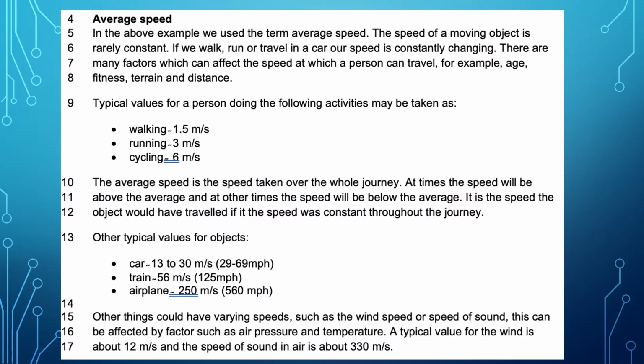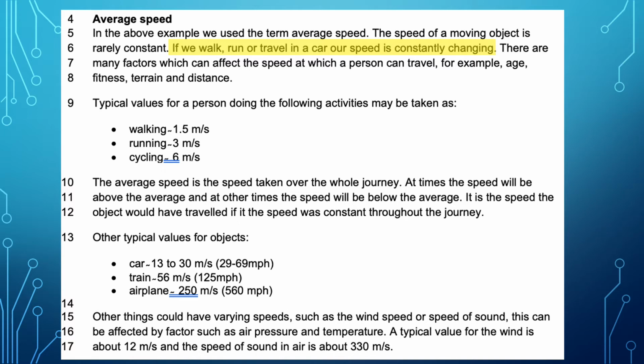All right, so let's look at some examples of speed. The speed of a moving object is rarely constant. So if you walk, if you run, or travel in a car, your speed is constantly changing. We're not robots that move in 4 directions, up, down, left, and right. We are always moving and we're always constantly changing our directions. And since we're changing our direction, that means our velocity or our speed is constantly changing as well.